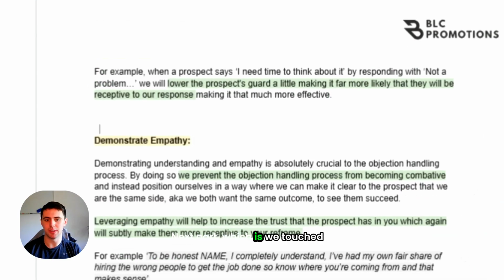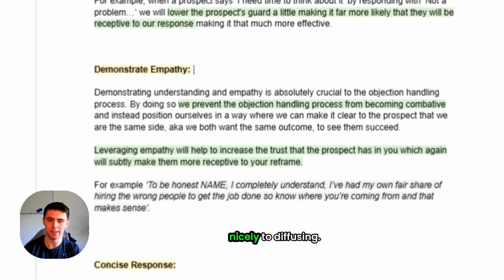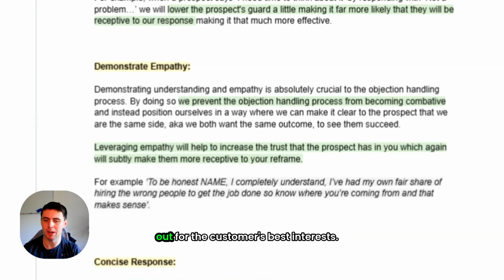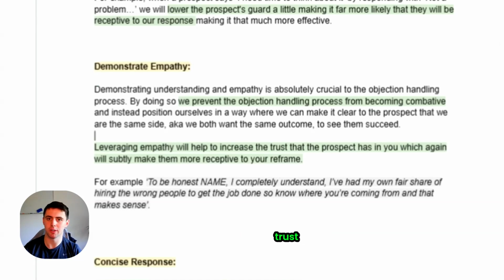Next part, which I touched upon, demonstrating empathy, links quite nicely to diffusing. An example of this is, to be honest, John, I completely understand. I've had my own fair share of hiring the wrong company to do things in the past. I totally get where you're coming from. It's really important that when we are handling objections, it's not coming from the salesy side, because they can smell it if one of your reps is trying to get commission or if you're just trying to get a sale. It needs to come from a consultative side where you're actually looking out for the customer's best interests. A great way to demonstrate that is just by showing empathy. That increases the trust the prospect has in you, and it means that when you do go on to handle that objection after this, it's going to resonate a lot more with the customer and hit a lot better than if you just jump straight into the objection.